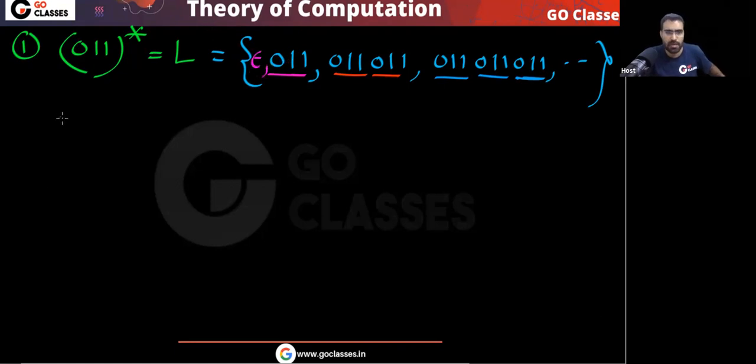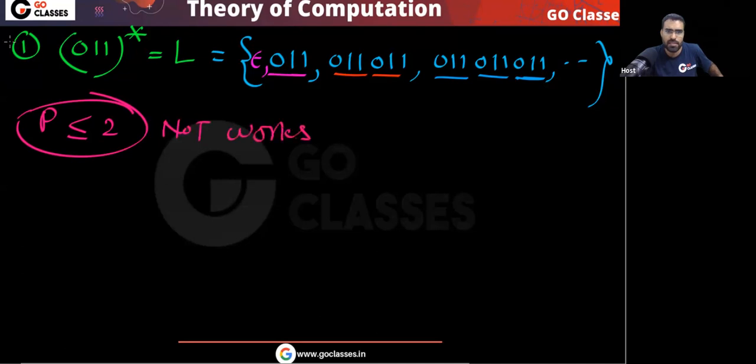Now you tell me which value of p will work. Can you directly tell me, just by looking at the language, which p will work? See, definitely p less than or equal to 2 will not work. You can check it out. Whatever you do, p less than or equal to 2 will definitely not work.